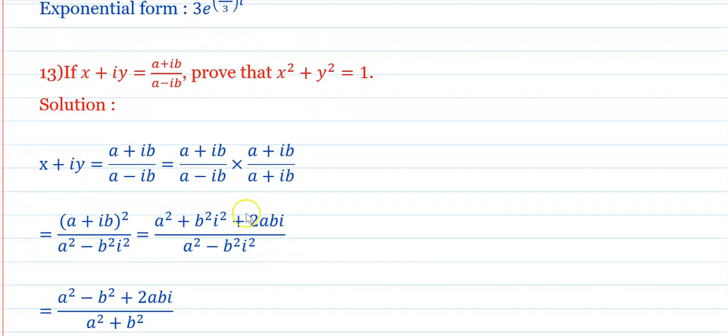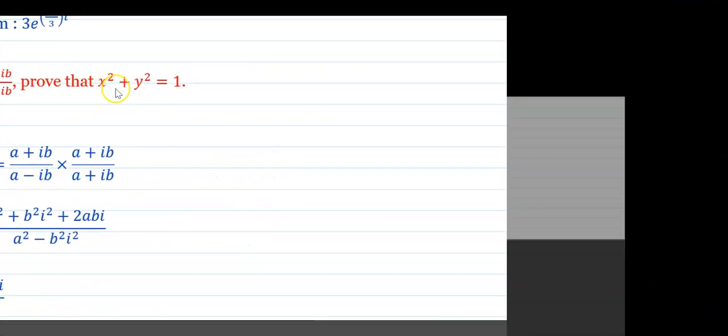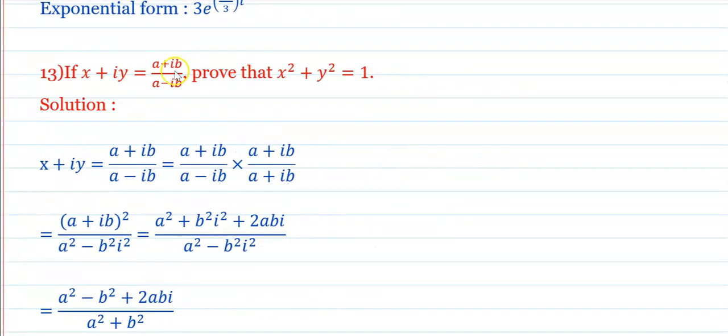Now the question number 13. If x plus iy is equal to a plus ib upon a minus ib, then prove that x square plus y square is equal to 1. Now x plus iy is equal to a plus ib upon a minus ib. Now multiply numerator and denominator by a plus ib. Then what you will get? A plus ib bracket square, which means a square plus i square b square plus 2 times abi.